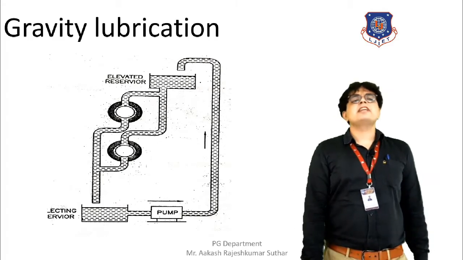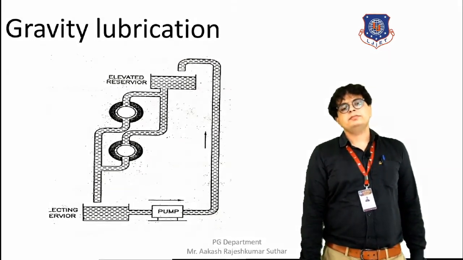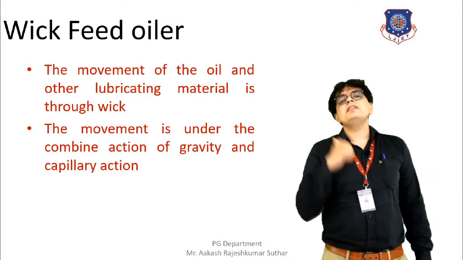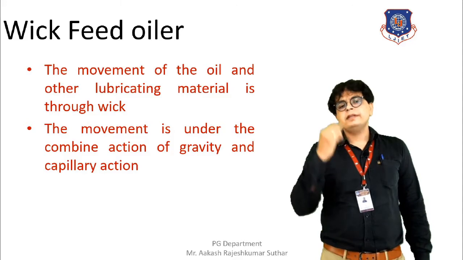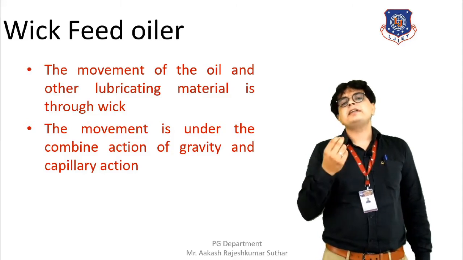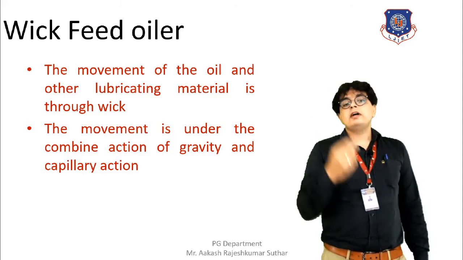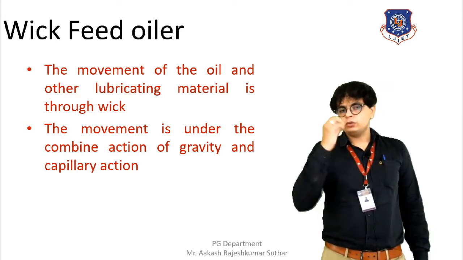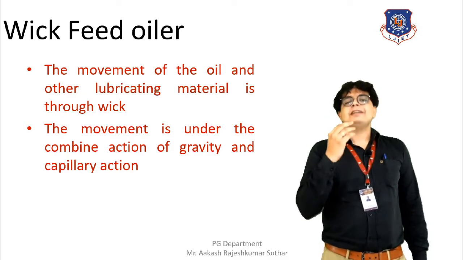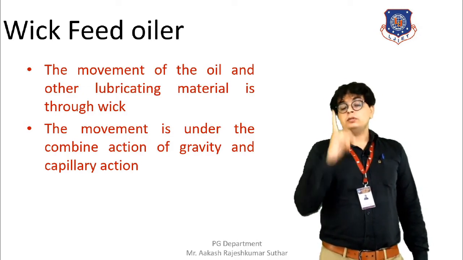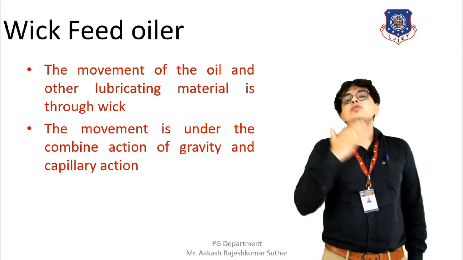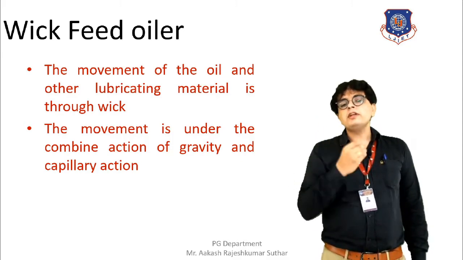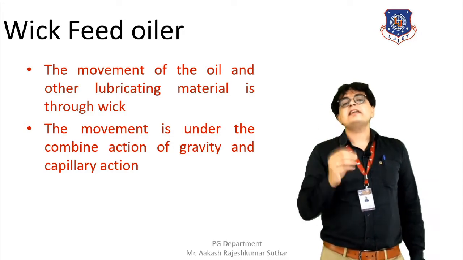Moving towards the next type of lubrication, that is the wick feed oiler. Here the name only suggests that we are using a wick. A wick is a thick cotton type material which is used for the application of the oil to the required destination. So it is like a cotton, a cloth. The first thing that comes to our mind is the moving of the moisture or the moving of the material. So moving of the material will be under the capillary action.